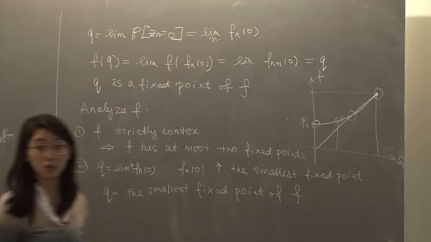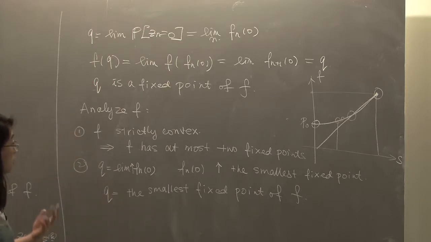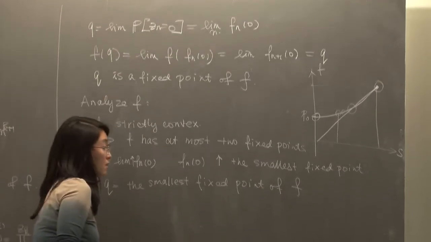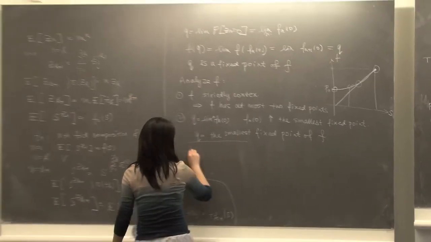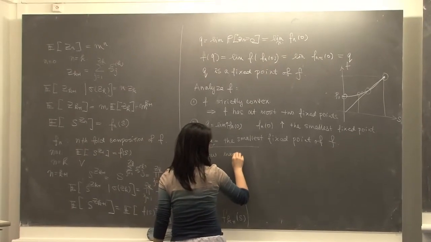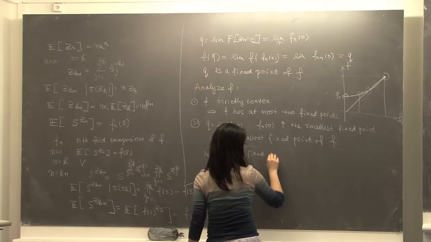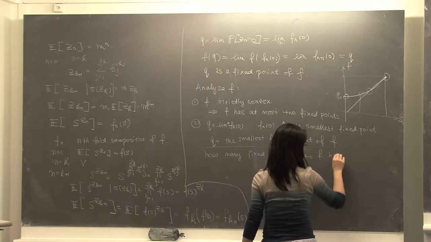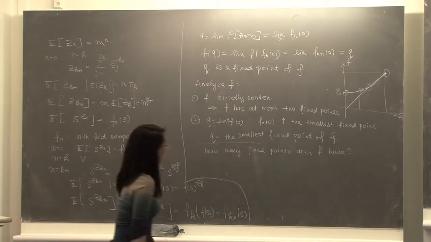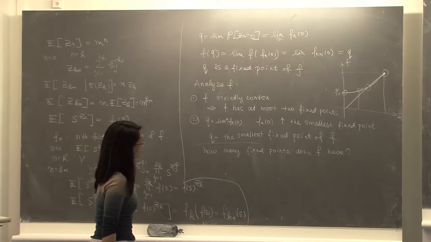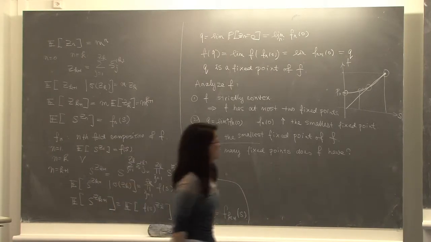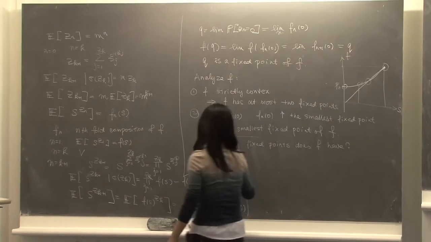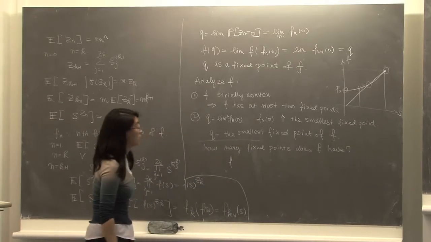And then the next step is we need to decide when F has 2 fixed points and when it has only 1. So how many fixed points does F have? The number is 1 or 2. And here we go back to the graph of this function. Now suppose we look at what happens to the derivative at 1.